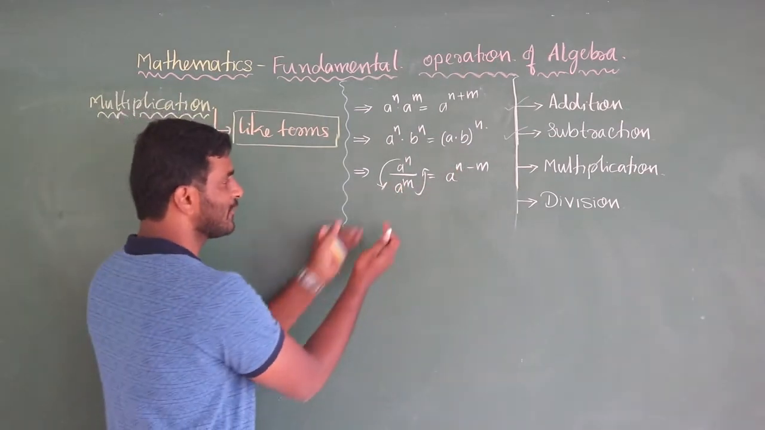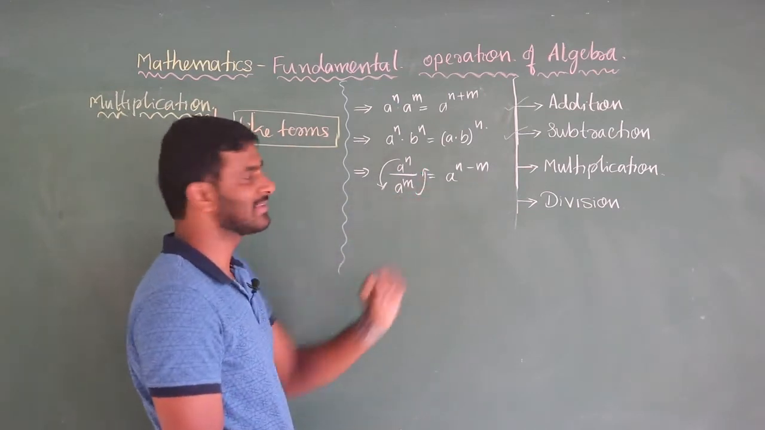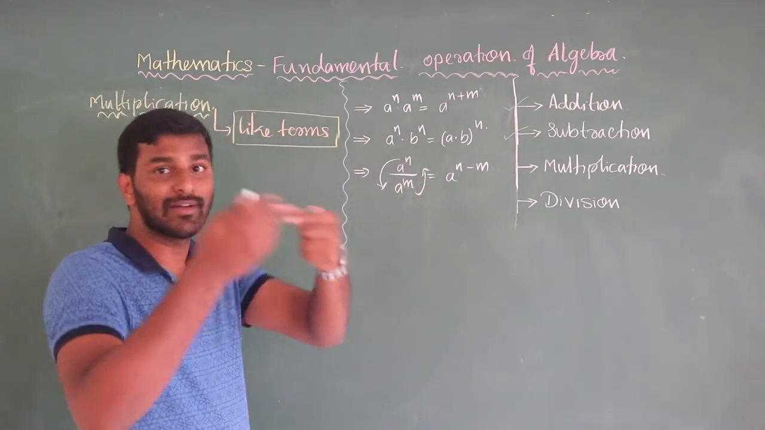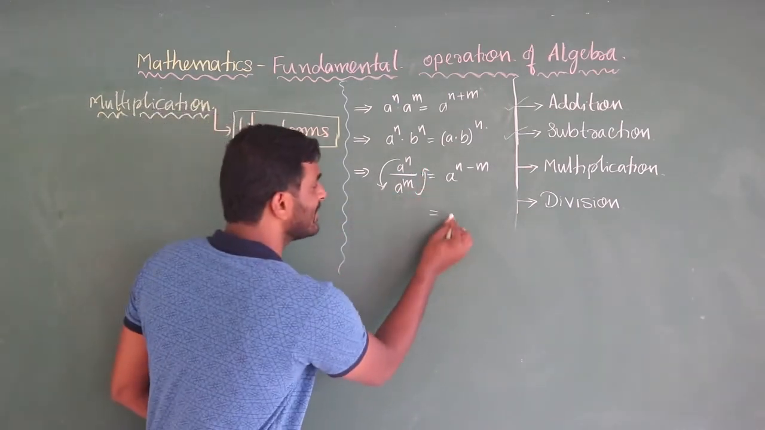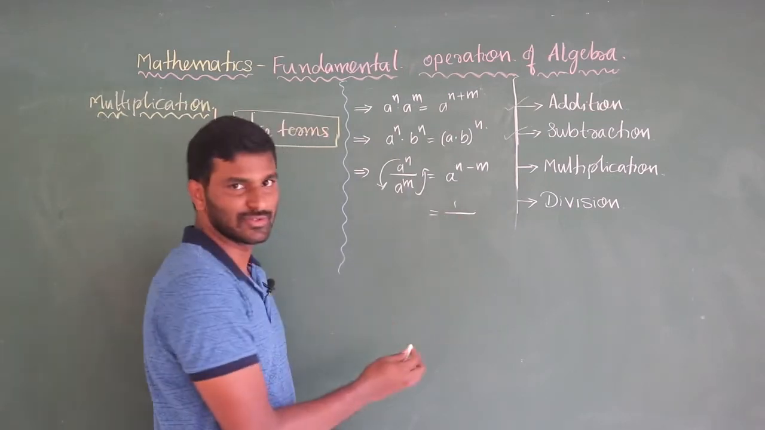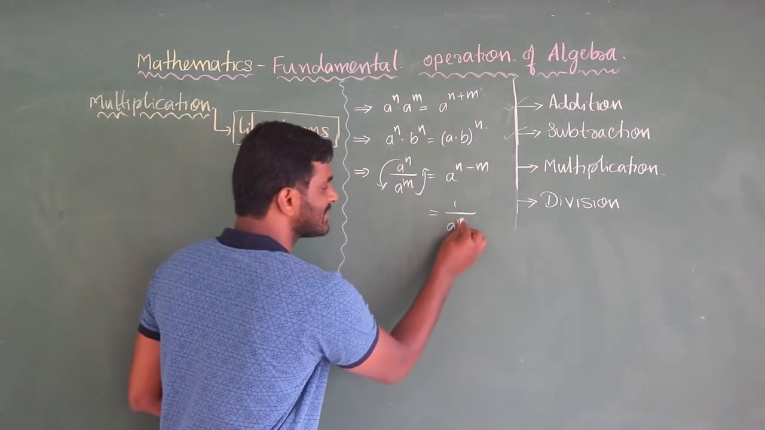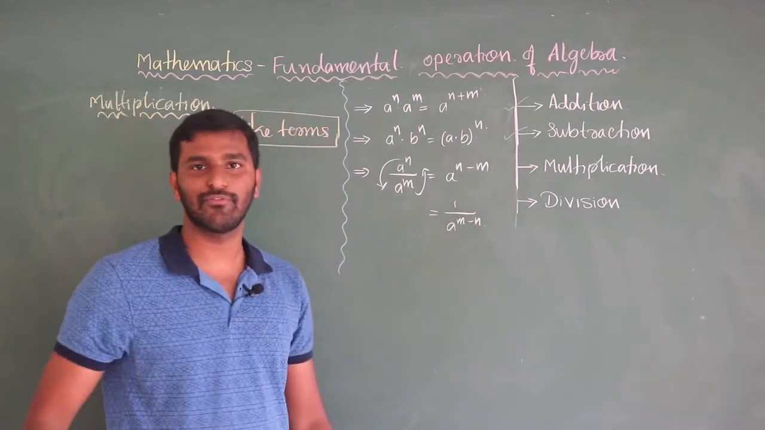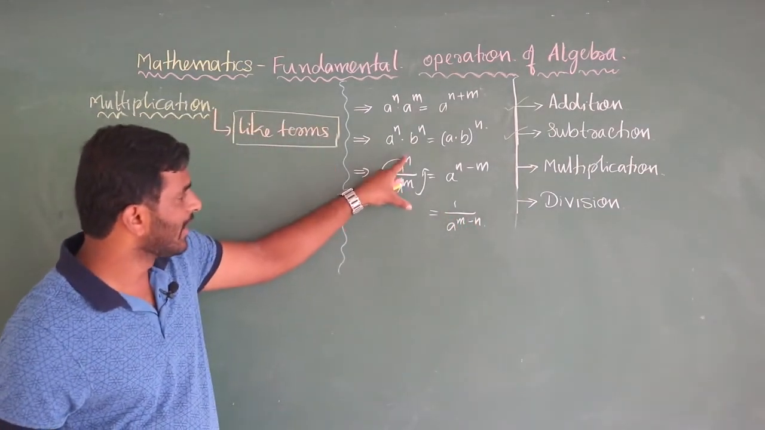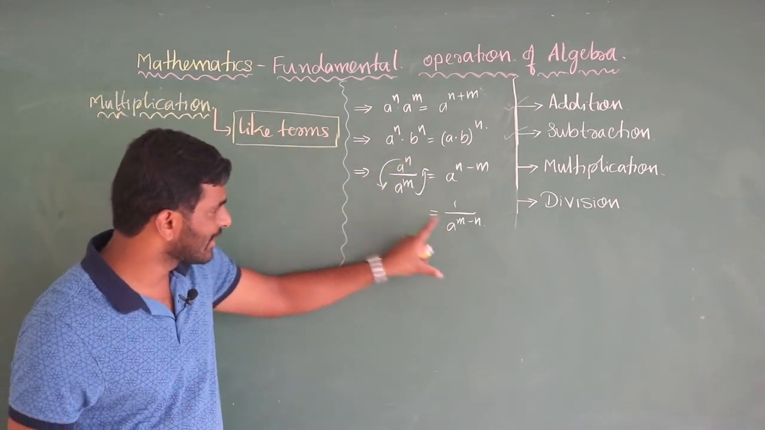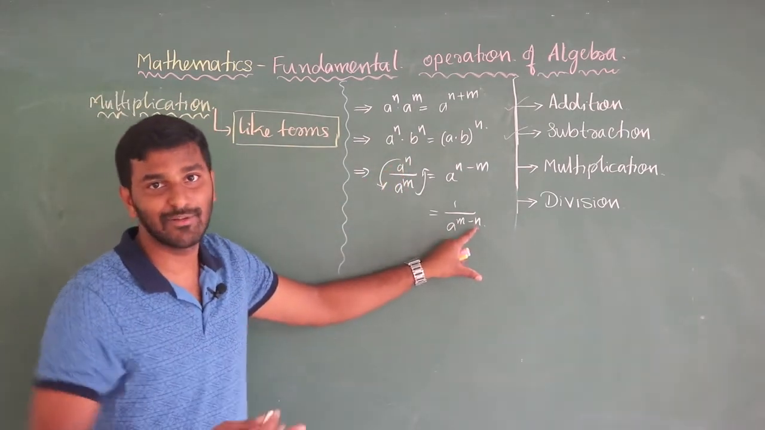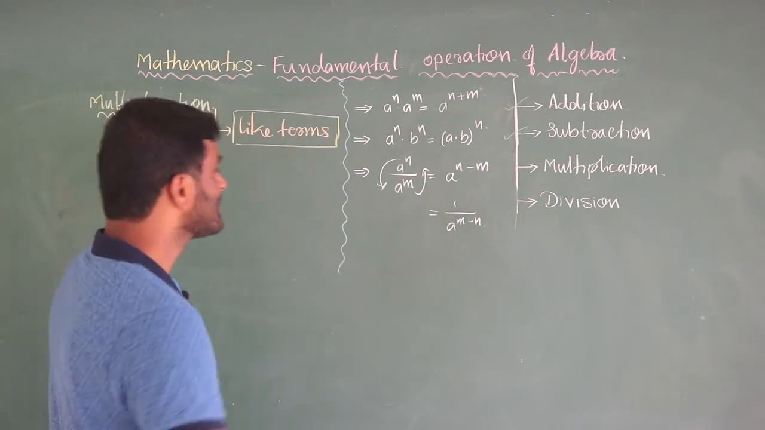So that means if you take a to the power of m in the numerator, you get minus. If you take it to the denominator, we get 1 divided by a to the power of m minus n. So a to the power of n in the denominator gives a to the power of minus n here. So the sign will change.